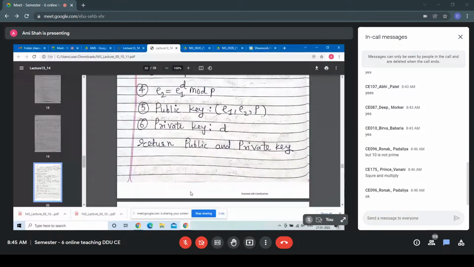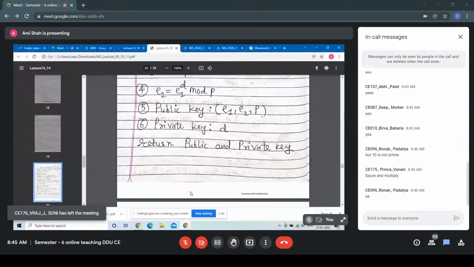Alice has some plaintext number, and Bob sends the public key to Alice. So Alice has the plaintext number, and with the help of this public key, what will Alice do? Encrypt the message, right? All of you know that.